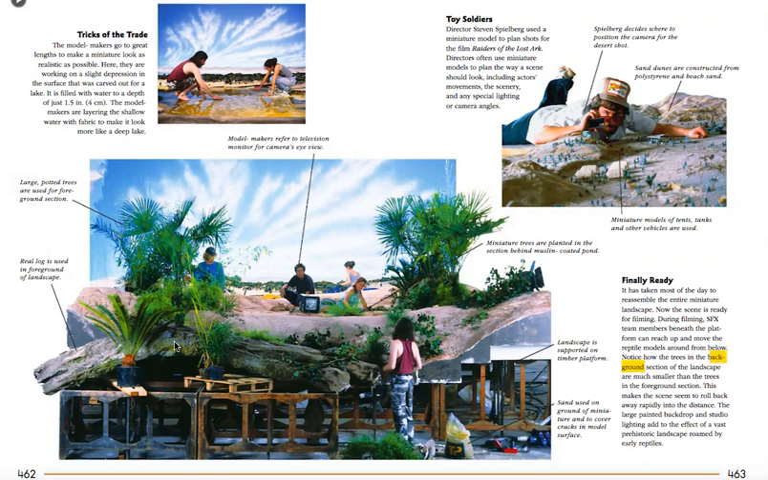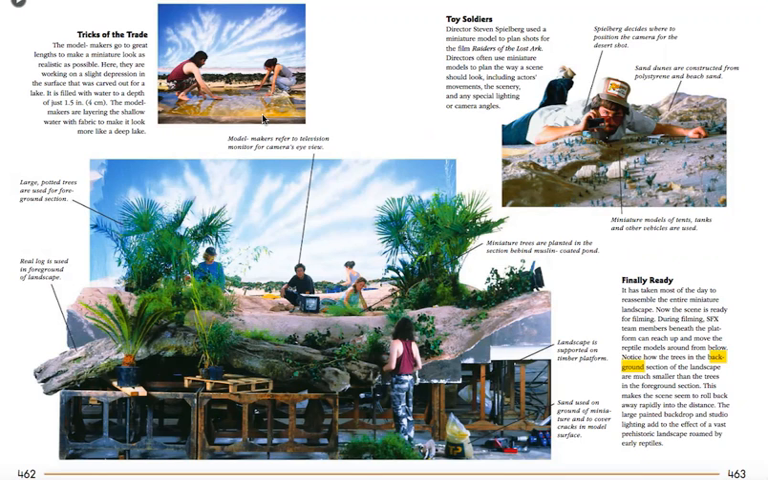This picture right here is labeled. Model makers refer to television monitor for camera's eye view. So right here, they are looking at the television so they can see what the camera sees. Large potted trees are used for foreground section. So they have all the large potted trees. This is a real log that is used in the foreground for the landscape. And their miniature trees are planted in the section behind muslin-coated pond. So the little mini trees are planted behind the pond. You can kind of see in this top picture up here.